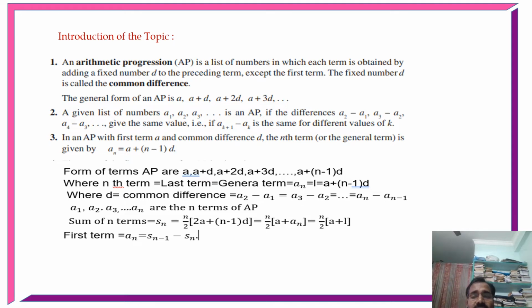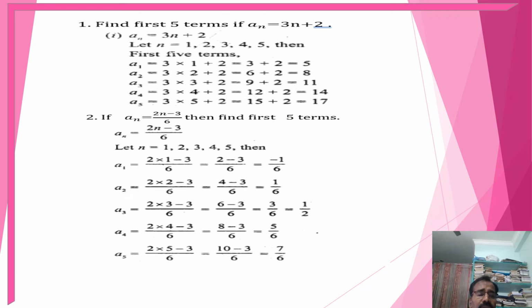Let us go with the next slide, students. If an is defined as 3n plus 2, to find the first 5 terms we simply substitute n values. For n equals 1, a1 is 3 into 1 plus 2, 3 plus 2, 5. If we substitute 2, 3 into 2 plus 2, 6 plus 2, 8, and so on. Like that, a3 will become 3 threes are 9 plus 2, 11. a4: 3 fours are 12 plus 2, 14.